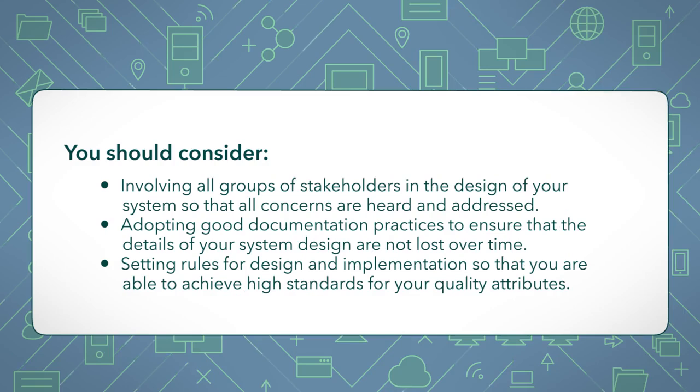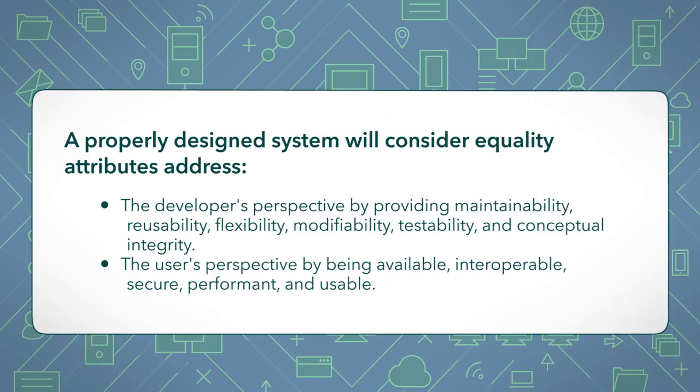Adopting good documentation practices to ensure that the details of your system design are not lost over time. Setting rules for design and implementation so that you are able to achieve high standards for your quality attributes. A properly designed system will consider quality attributes that address the developer's perspective by providing maintainability, reusability, flexibility, modifiability, testability, and conceptual integrity. The user's perspective by being available, interoperable, secure, performant, and usable.